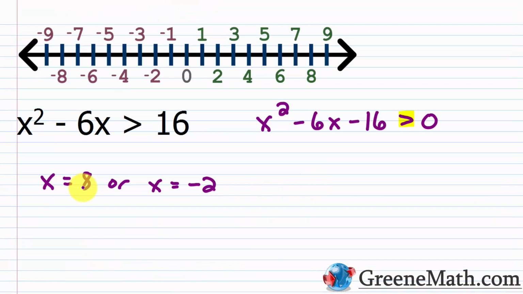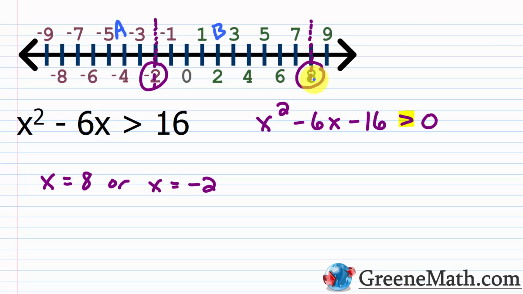So at x equals 8 or at x equals negative 2, we're basically saying the left side of this quadratic inequality is going to be 0. So here's 8 and here's negative 2. What I'm going to do is put a vertical line at each to separate the number line into intervals. Anything less than negative 2, or anything to the left of negative 2, let's just call this interval A for reference sake. Anything between negative 2 and positive 8, let's call this interval B for reference sake.